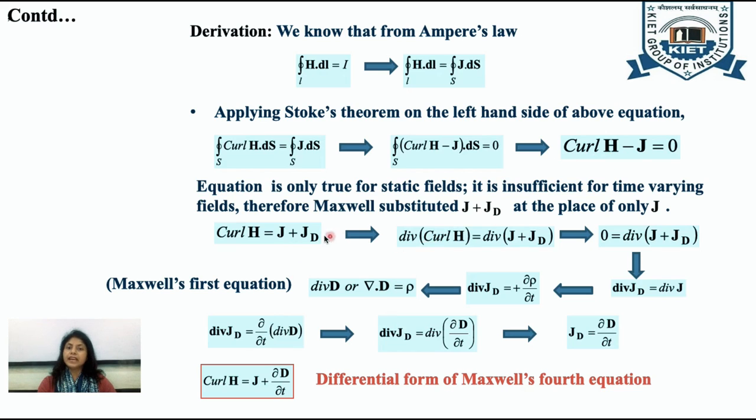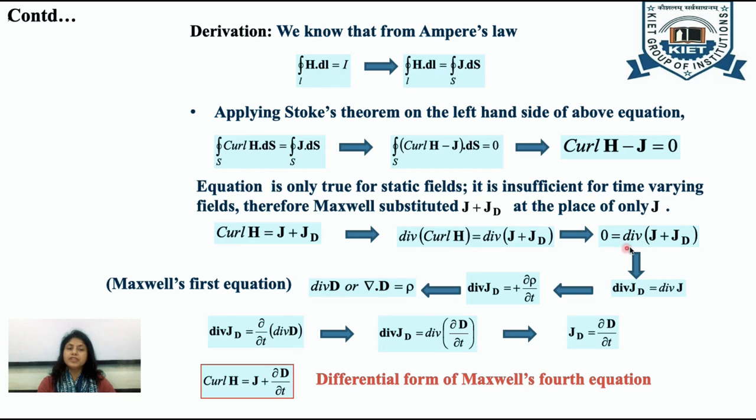Then taking divergence on both sides, divergence of curl of H is equal to divergence of (J plus J_D). We know that the divergence of curl of vector H is equal to 0. Then 0 is equal to divergence of (J plus J_D). Then from Maxwell's first equation we know that divergence D is equal to ρ, and divergence J_D is equal to ∂ρ/∂t.